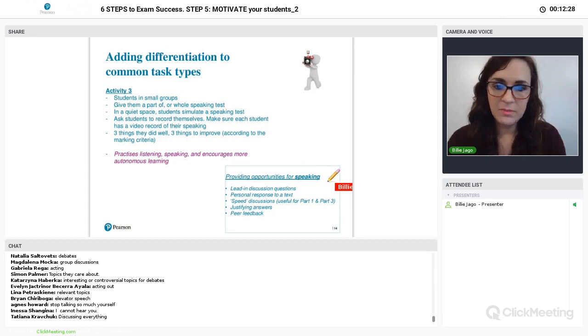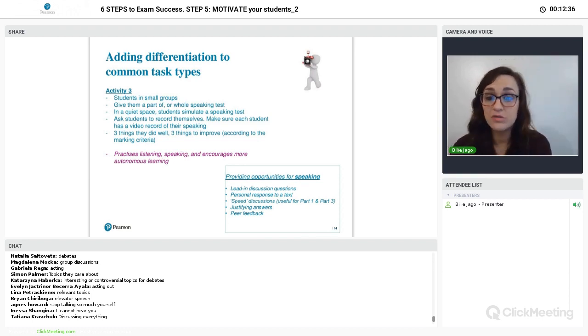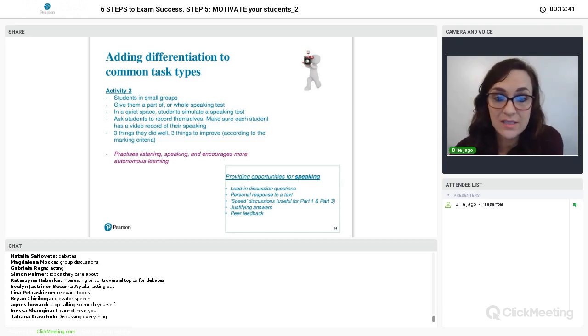So we've also got some more opportunities for speaking down here. So lead-in discussion questions at the beginning of the class. Again, that provides opportunities for pair work. Personal responses to a text, and again, that gives structure to the lesson as well. Speed discussions, which are quite useful for practicing part 1 and part 3 of the speaking test.